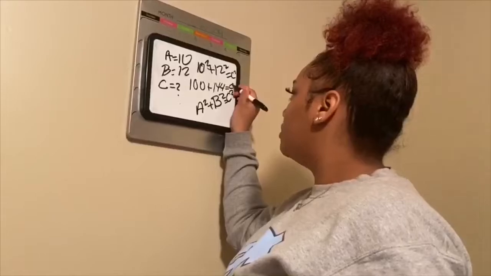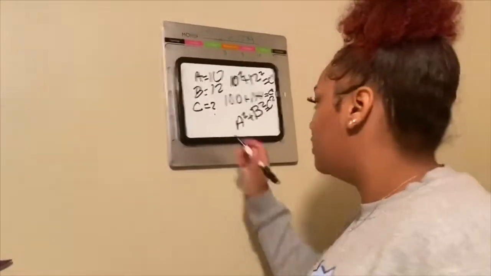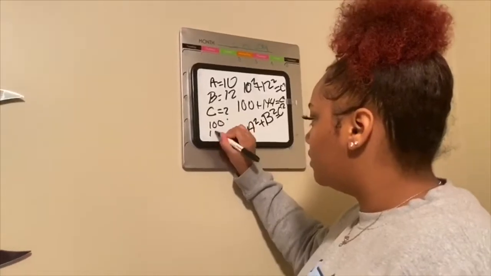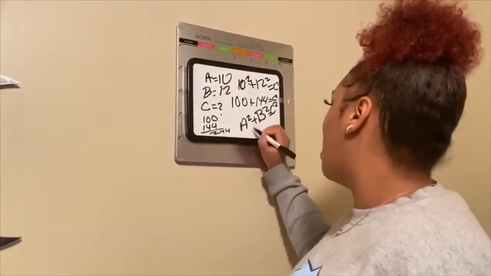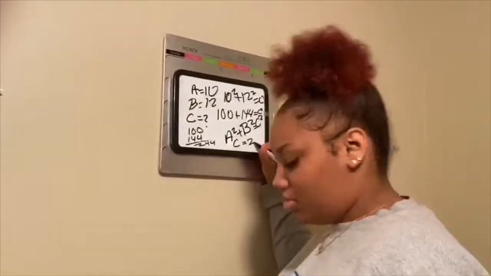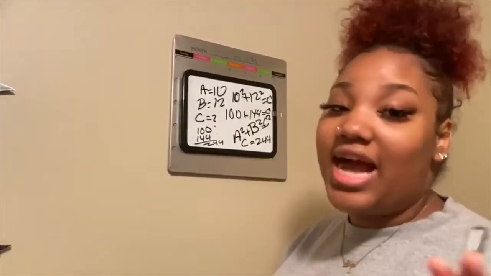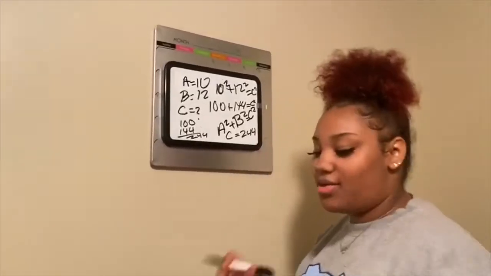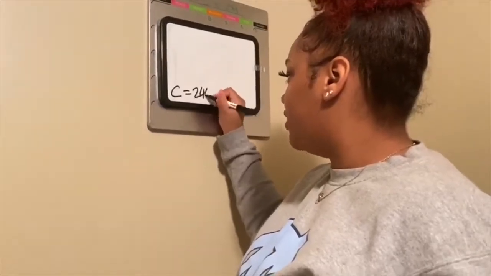So now we're just going to add this together, and you're going to get, let's do this on the side, 244. So C squared equals 244. Now, you're not done. You found C squared, so now you have to do the last step.